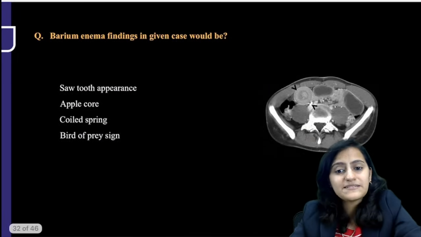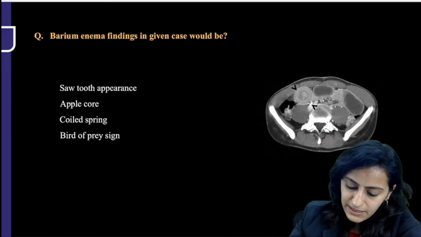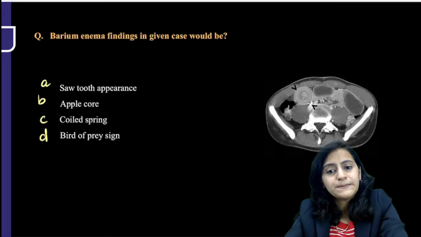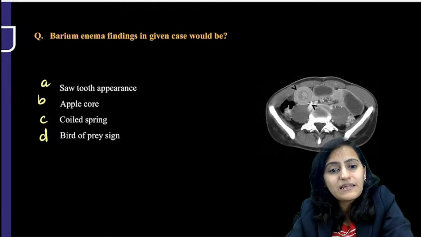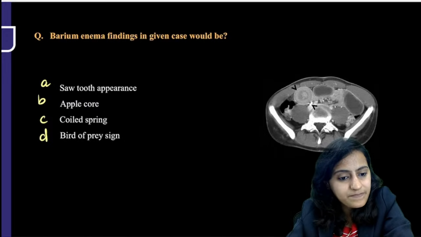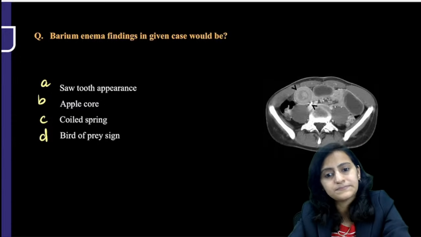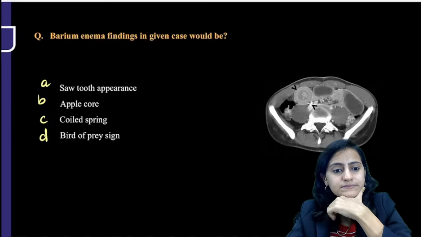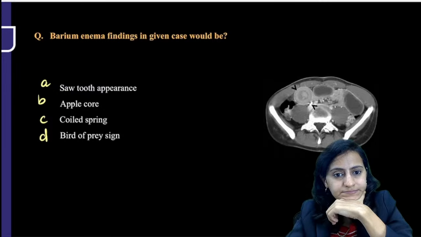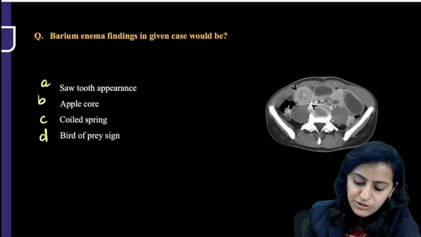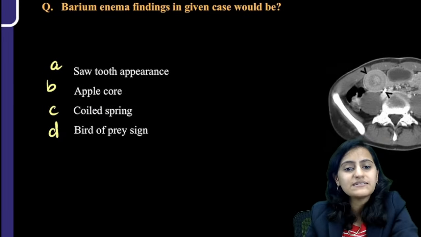Going on to the next one. What would be the barium enema findings in this given case? Yes, CREST is limited scleroderma. So this is going to be, let's have a look at where do you see these various signs.